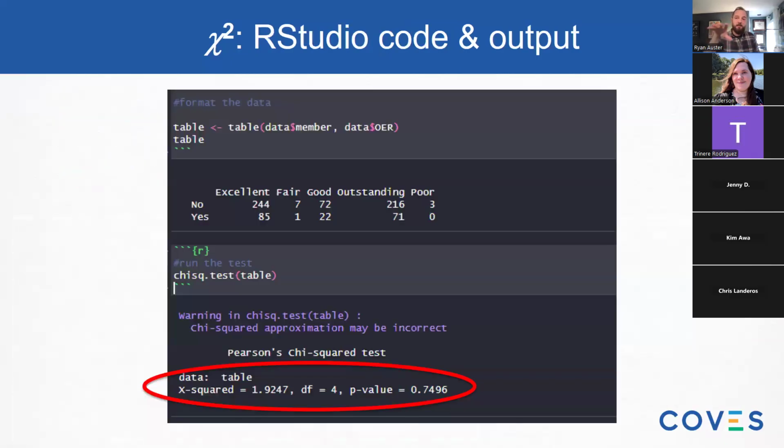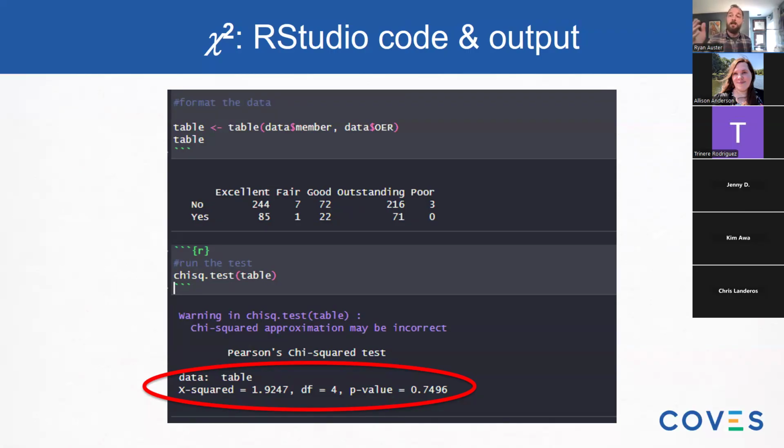Here is the same image, but from the RStudio frame, right? So you can see on the bottom the test results. At the very top, you see the quote-unquote syntax, the coding, where we applied the member category and the OER category to data frames within a table. There is the distribution itself and the test statistics, the identical test statistics from RStudio as we received in SPSS.